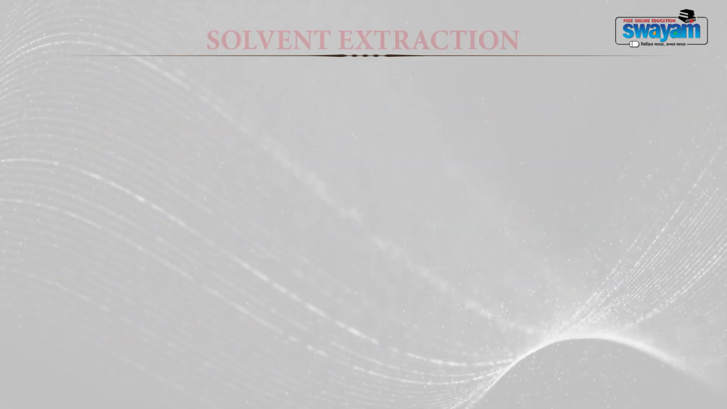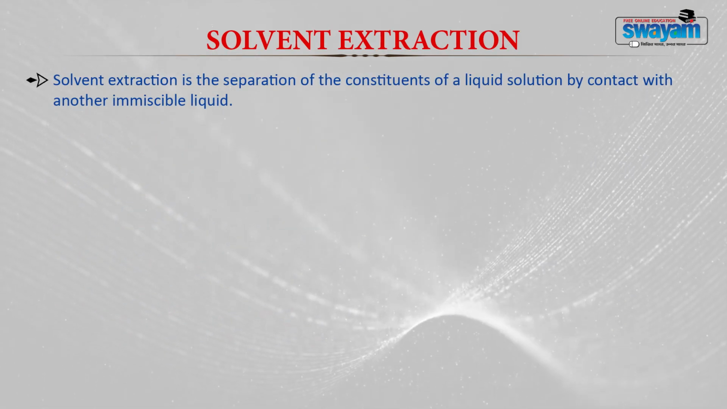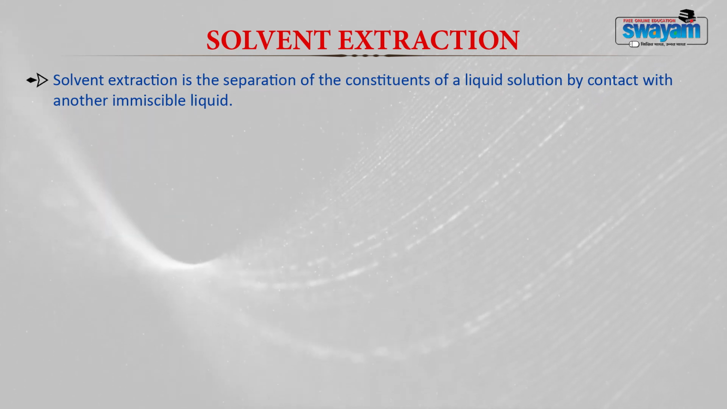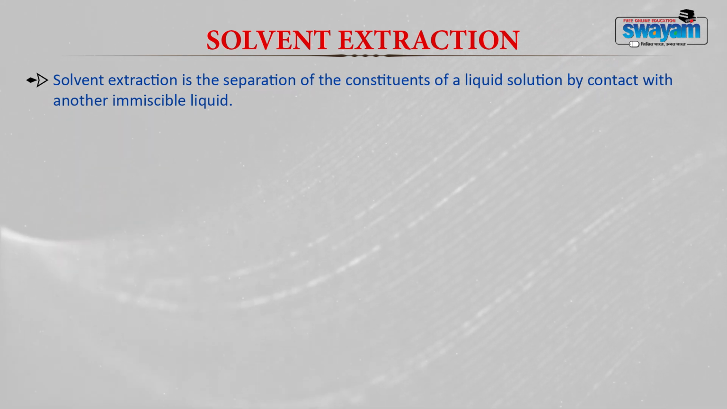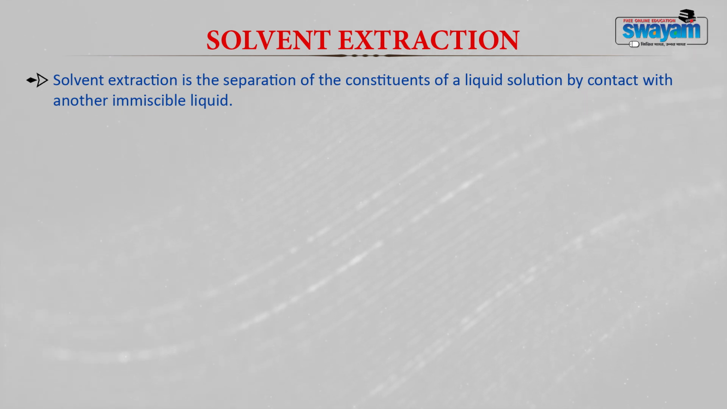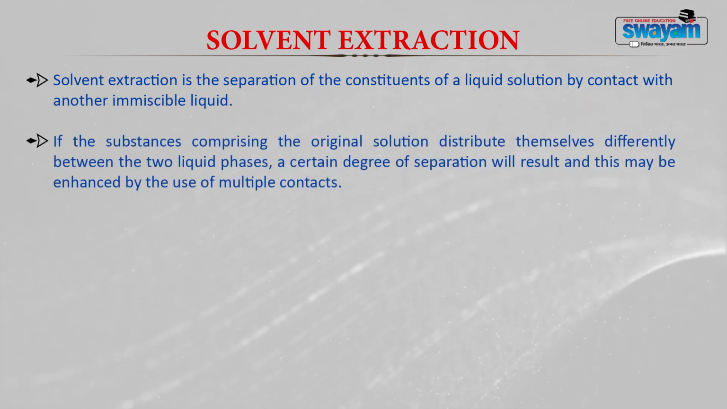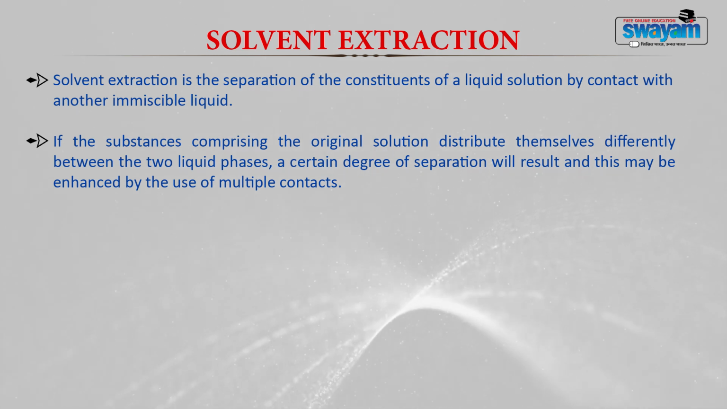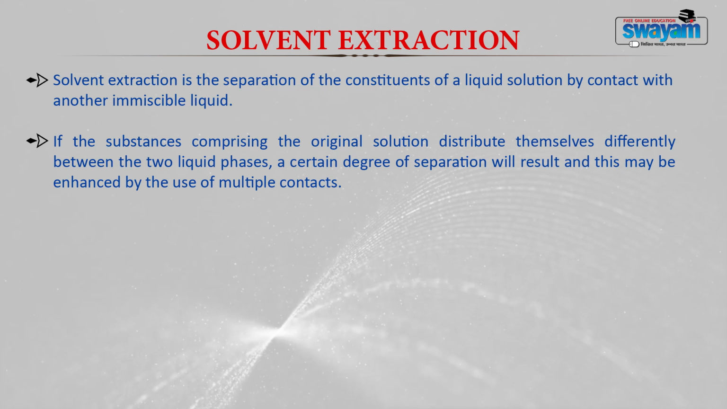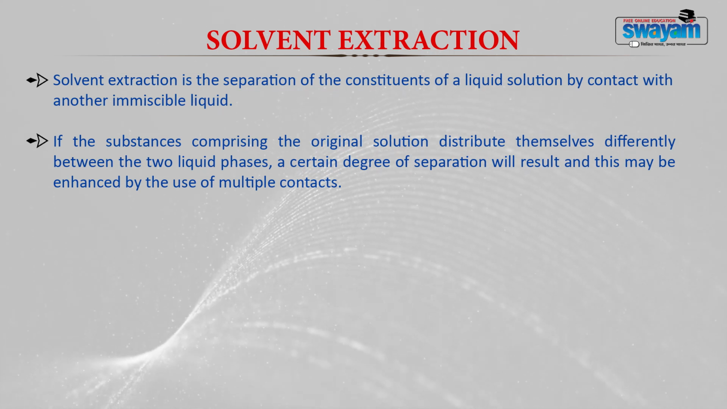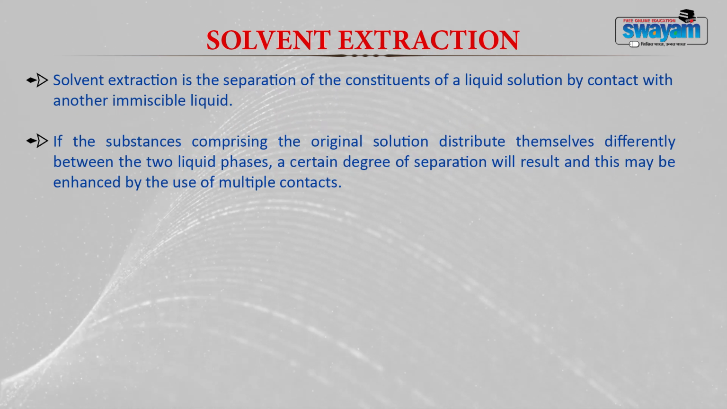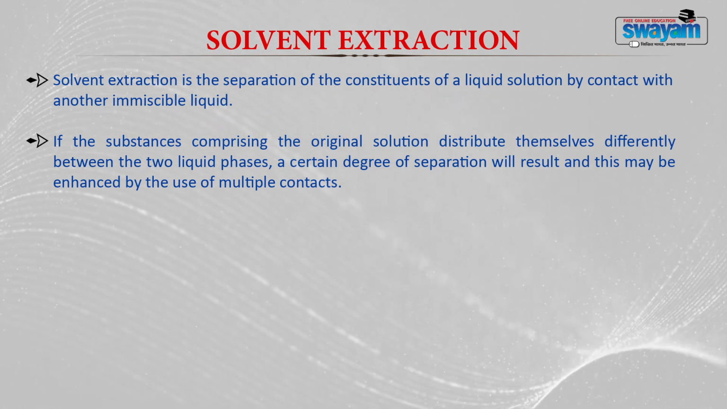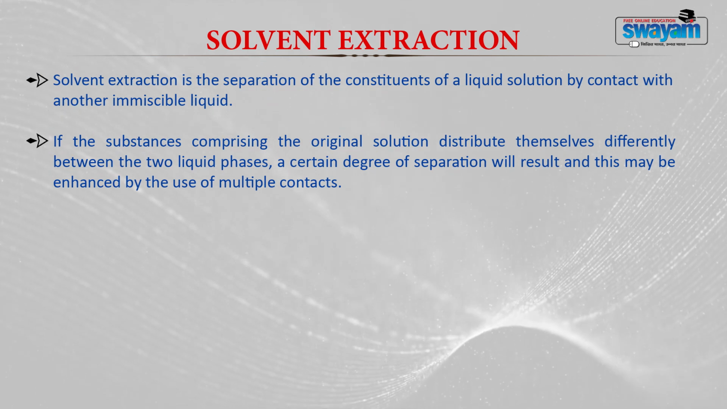The next one is solvent extraction. Now, solvent extraction is a separation process where the constituents of a liquid solution are removed by contact with another immiscible liquid. The substances comprising the original solution distribute themselves between two liquid phases and a degree of separation occurs between them, and that is how the treatment process takes place. The efficiency of separation will increase by multiple contacts.